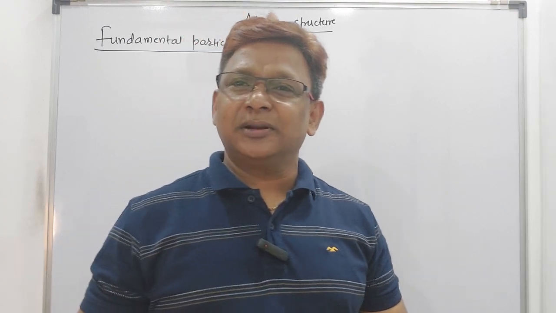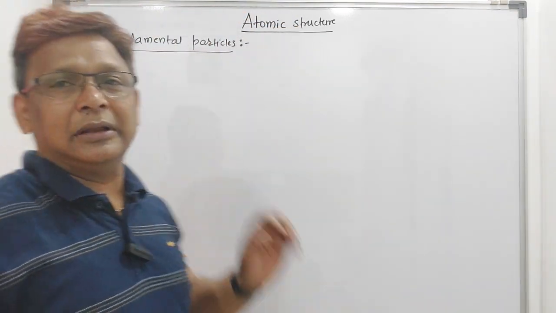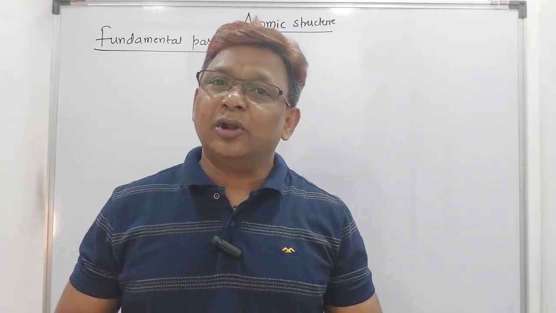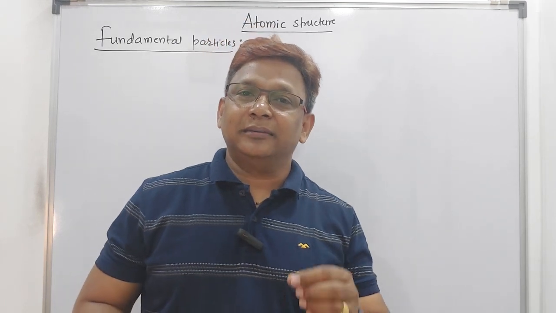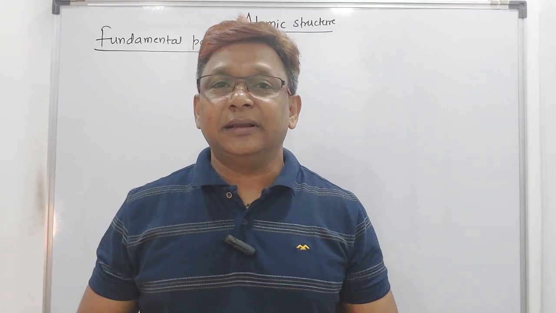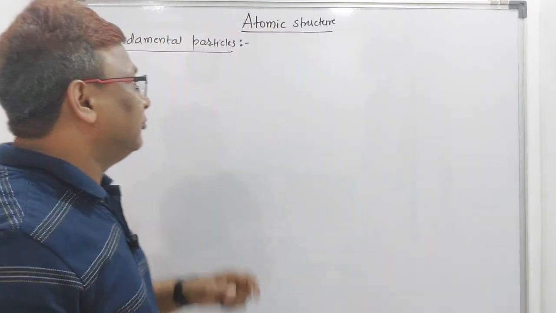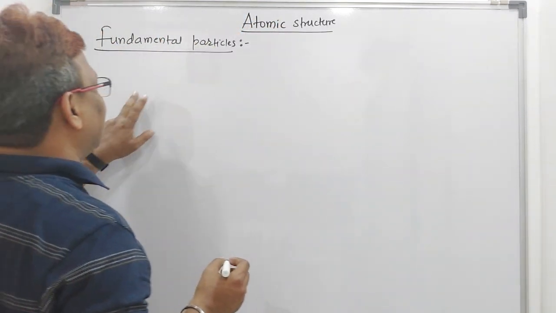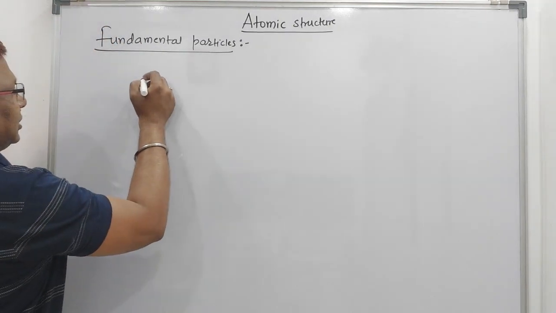In atomic structure, this is the second part, the fundamental particles. In our previous video, we learned the limitation of Dalton's atomic theory, that he was unable to explain the internal structure of the atom. Now we'll see what the internal structure of the atom is. You know the structure of the atom, how it will be.